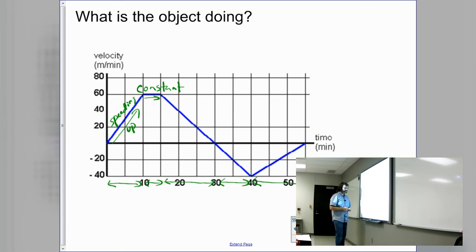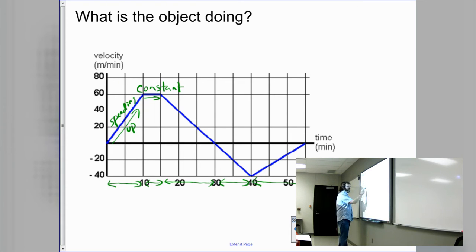Constant speed. Okay, it's very important to watch and see if it's a velocity time graph or a position time graph, because again, the same portions mean different things on the different graphs.